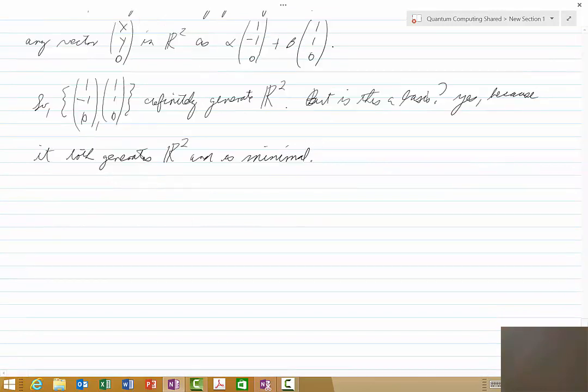So what we see here: (1, 0, 0) and 0, 1, 0.